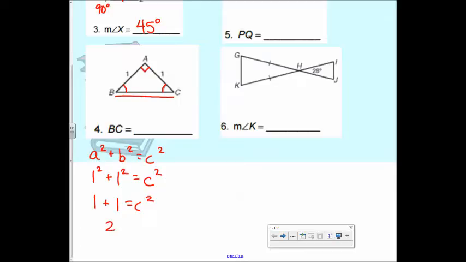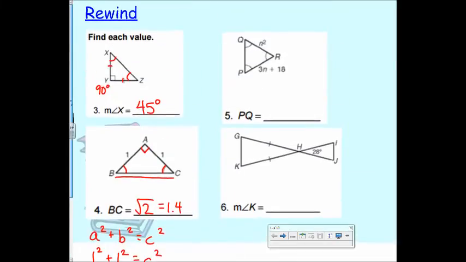To finish that and find BC, I just need to take the square root. So square root of 2 equals c. I can either leave my answer like that, or I can figure out what it is as a decimal, which would be 1.4 approximately. Number 5 is an equiangular triangle. If it's equiangular, that means all 3 of the angles are congruent, which also means all 3 of the sides are congruent. That means that I can set up an equation that says n squared equals 3n plus 18.